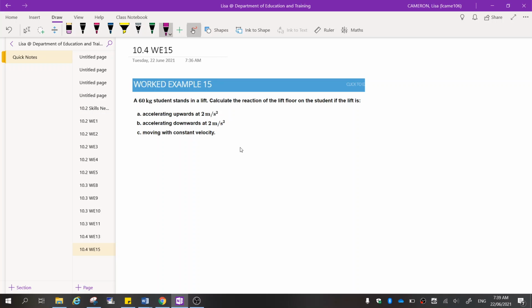Okay, so a 60 kilogram student stands in a lift. Calculate the reaction of the lift floor on the student if the lift is accelerating upwards at 2 meters per second squared. So we're going to start by noting down any of the important information that we have.